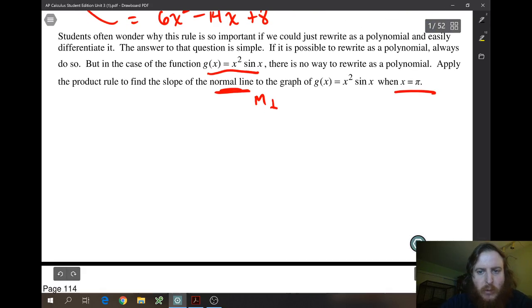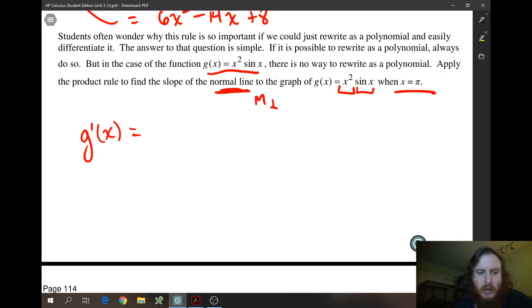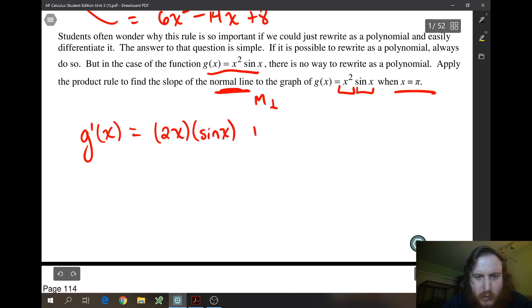So our first step, if we're looking for the slope, would always be to find the derivative. So g prime of x equals, and now we notice we have x squared times sine of x. That's a product. So x squared is my first term, and I use those brackets. Sine x is my second term. So the derivative of x squared is 2x. We leave this second equation alone. Then plus, now we're going to leave our first equation alone, and the derivative of sine x is cosine of x.